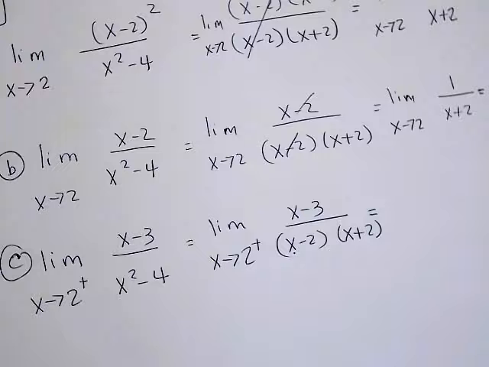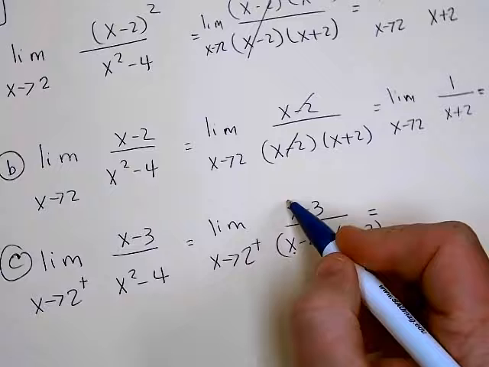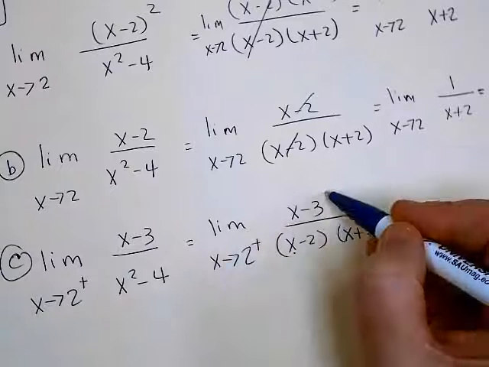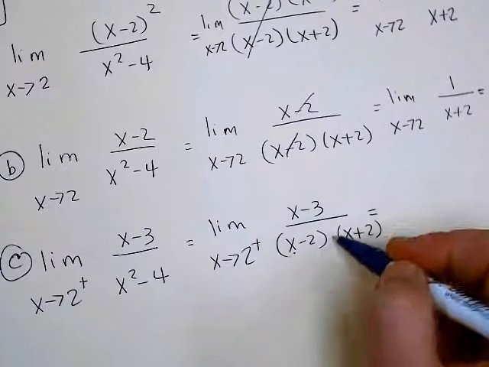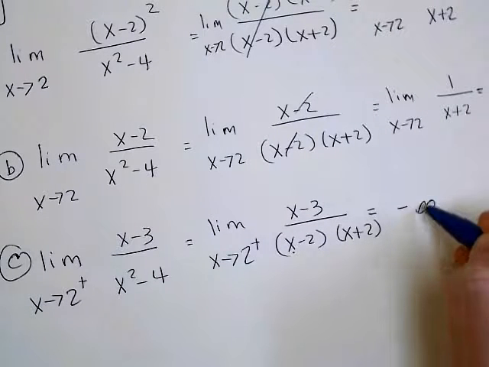(2.1 minus 2) times 4.1, and then what's the numerator going to be? 2.1 minus 3. It's going to be a negative. So you're going to have a negative here. You're going to have a very small number here, so it's going to approach negative infinity.